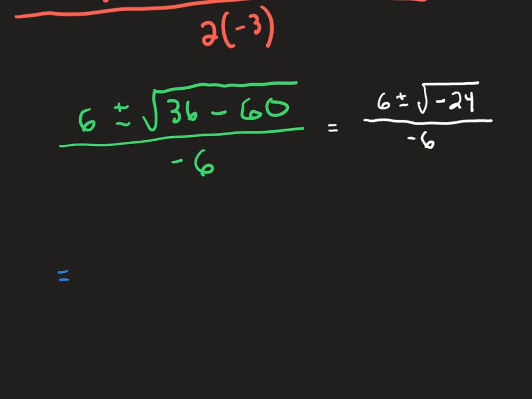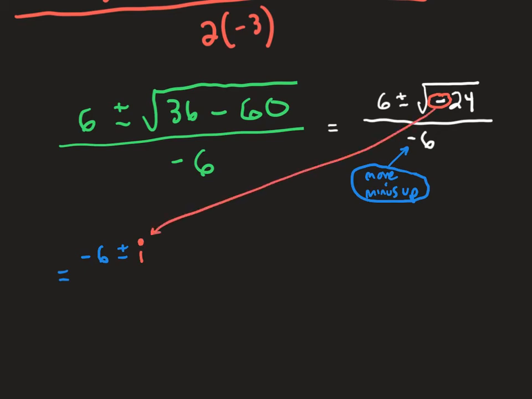All right, so on this next step, I want to do a few things. Got a minus on the bottom. You can do this later on, but I'm going to go ahead and move that minus up. So on top, we'll make this a negative 6 plus or minus. And then another thing I'm going to do is, since we've got a square root with a negative inside of it, that means this is a non-real number. So we're going to go ahead and put i on the outside of that. And then the 24 becomes positive.